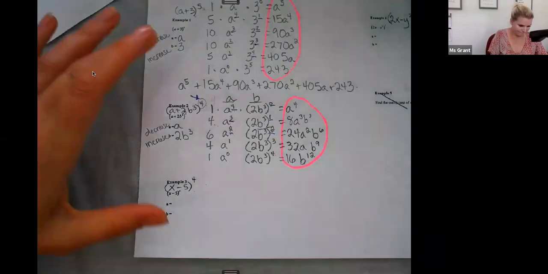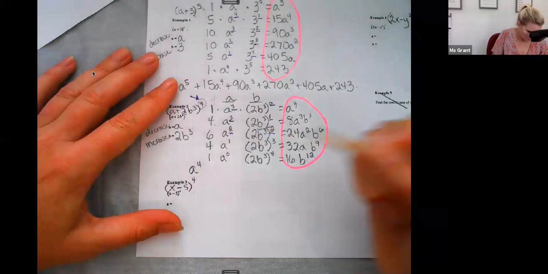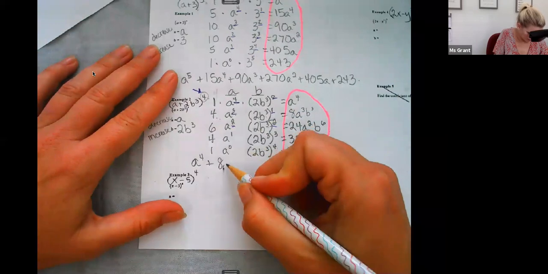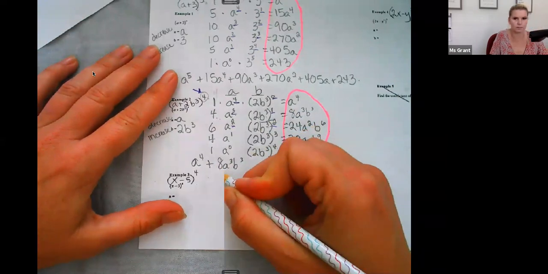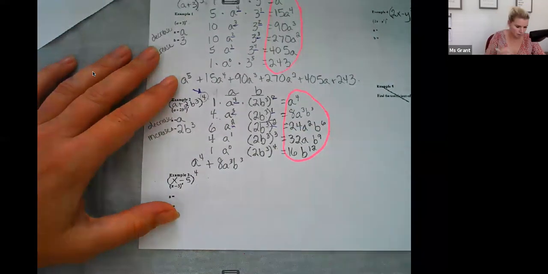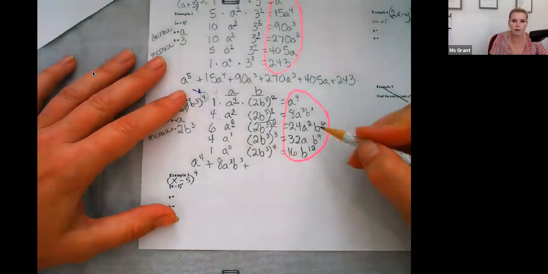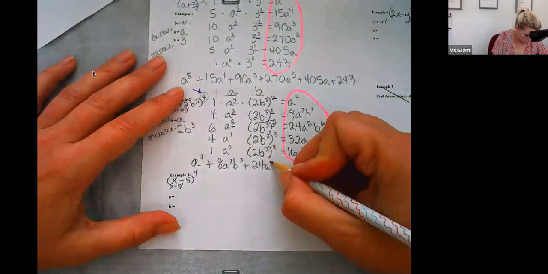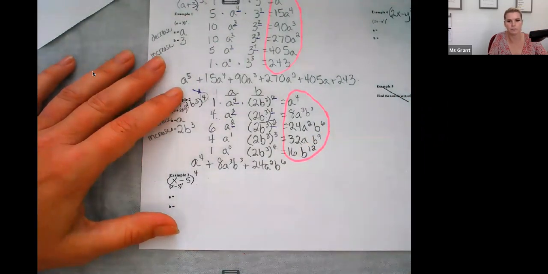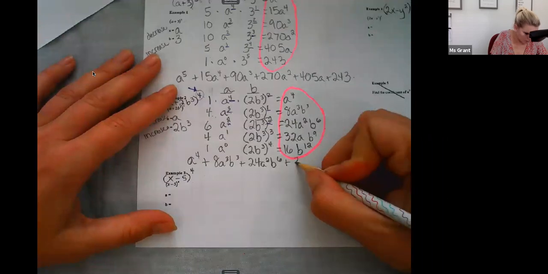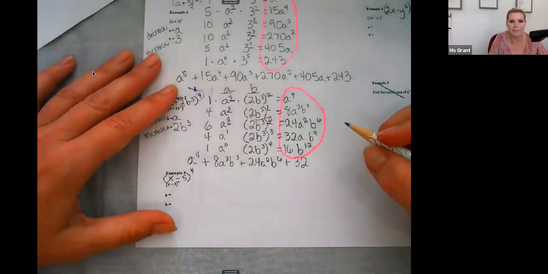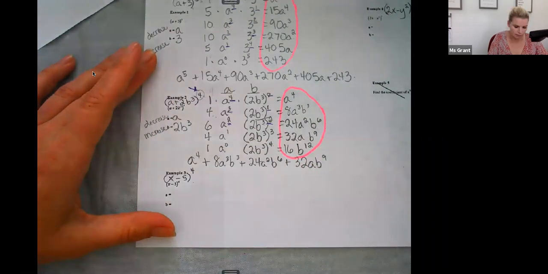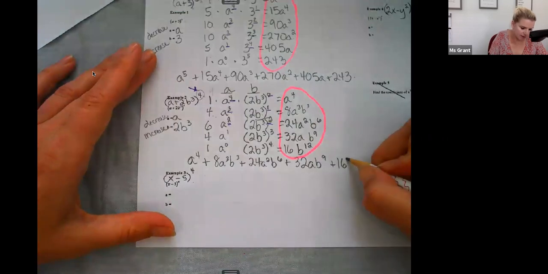Let me write it out. A to the 4th plus 8 a to the 3rd, b to the 3rd, plus 24 a squared b to the 6th, plus 32 a b to the 9th, plus 16 b to the 12th.